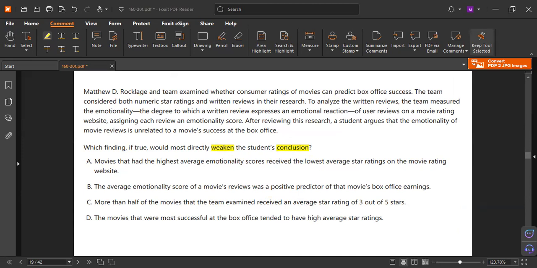Let's read it. Remember, he said weak in the conclusion, something opposite, right? And he said the students argue. So your point could be here. We need something to prove the opposite, or something not expected to happen. Let's try quickly.